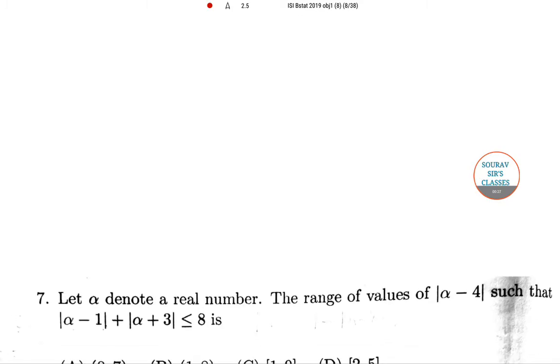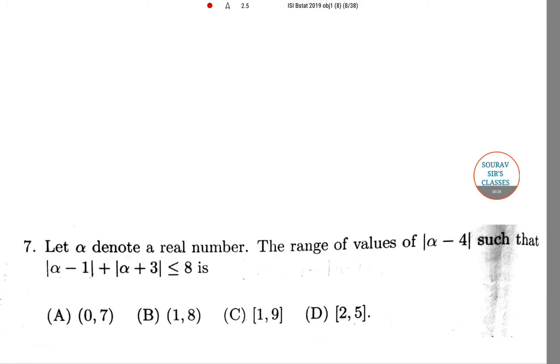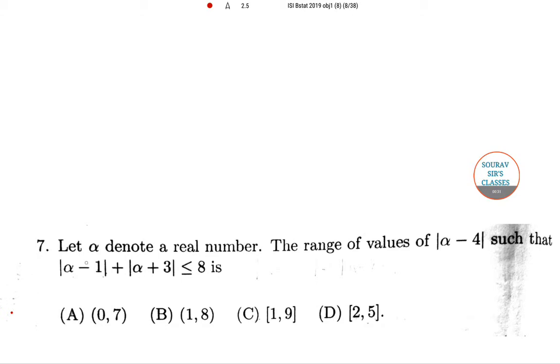Let alpha denote a real number. The range of values of mod alpha minus 4 such that mod alpha minus 1 plus mod alpha plus 3 is less than or equal to 8 is. We have to find out.